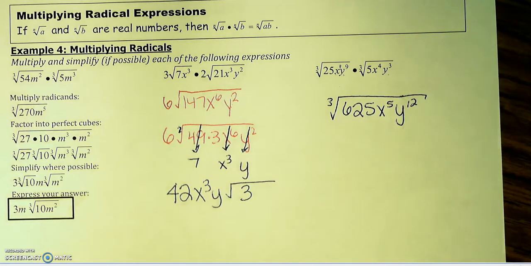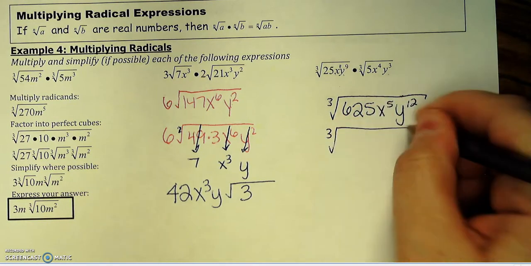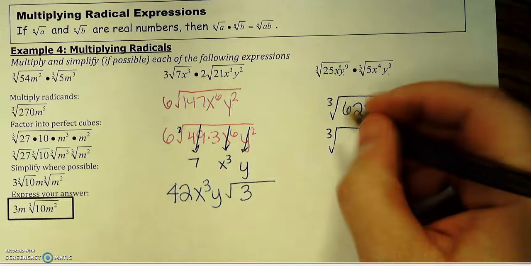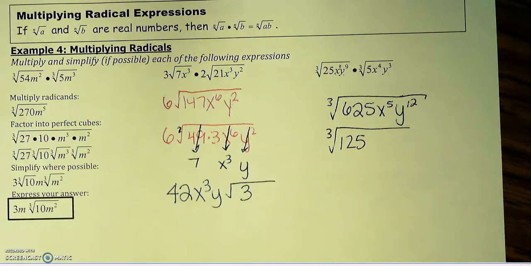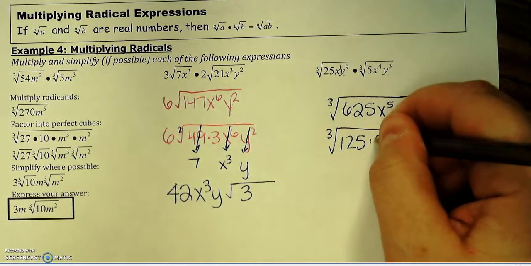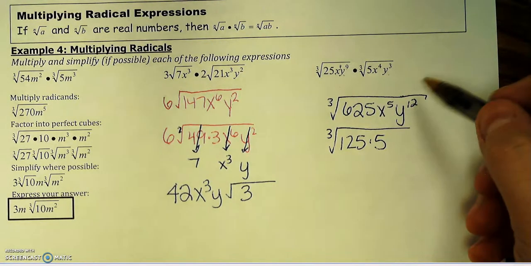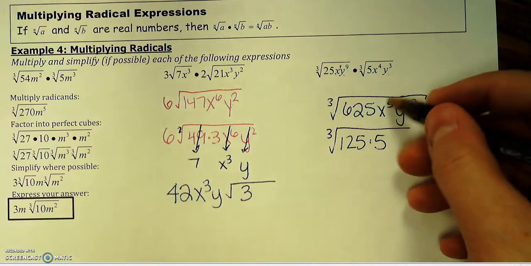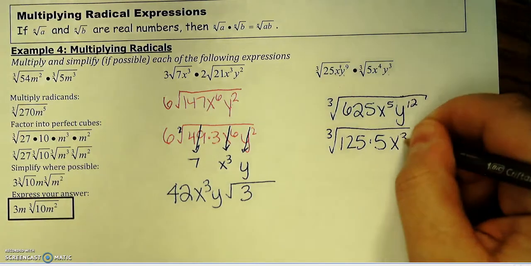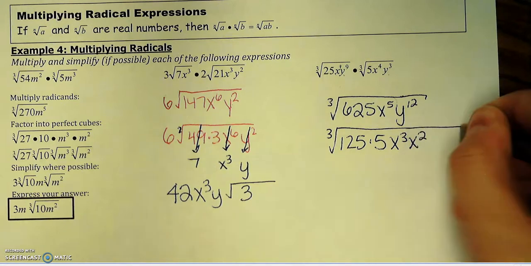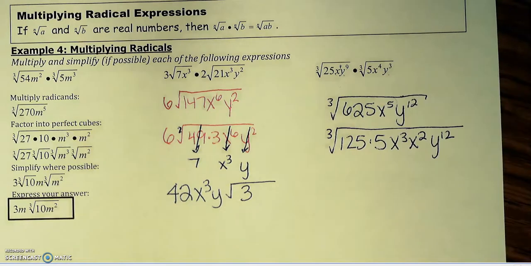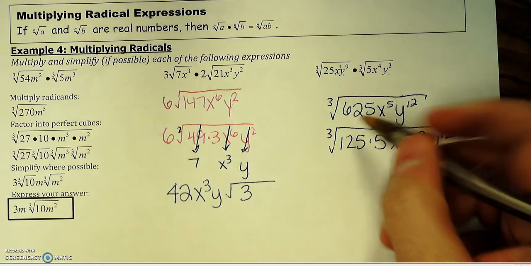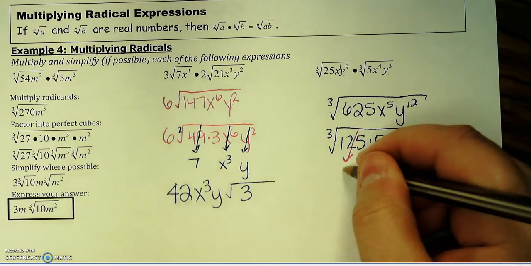Okay, now we're doing a cube root, so you want to think of your perfect cubes. The biggest perfect cube that's going to divide into 625 is 125. So 625 divided by 125 is 5. Now, for a cube root I need my exponents to be divisible by 3. So this is x to the fifth. I'm going to rewrite x to the third times x squared. And the y to the 12th, we're going to keep it because 12 is already divisible by 3. Remove any perfect cubes. This is going to be 5.